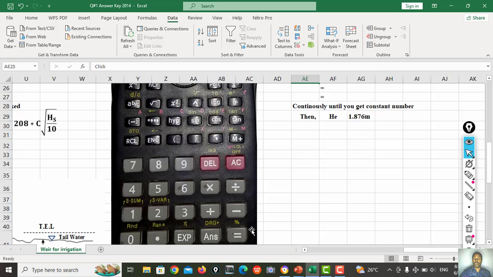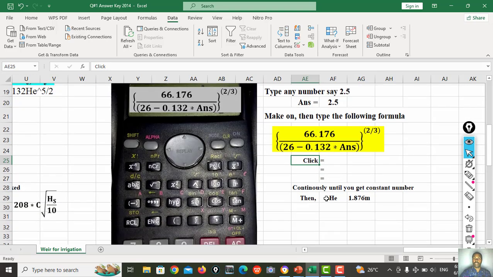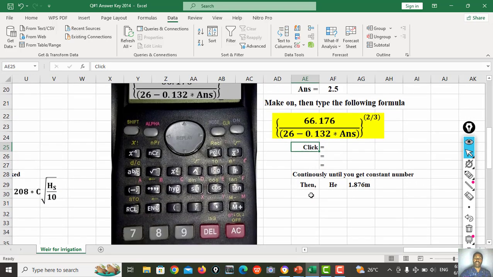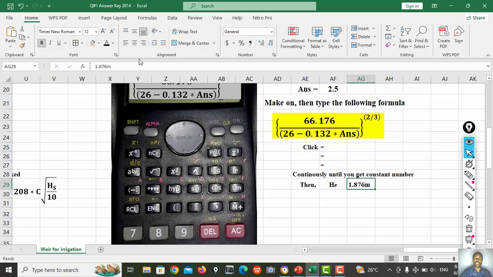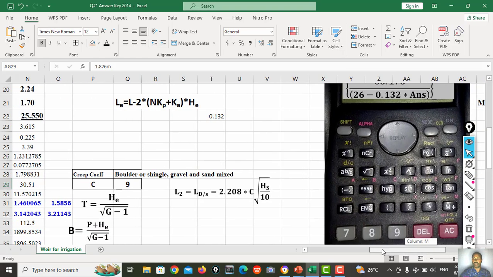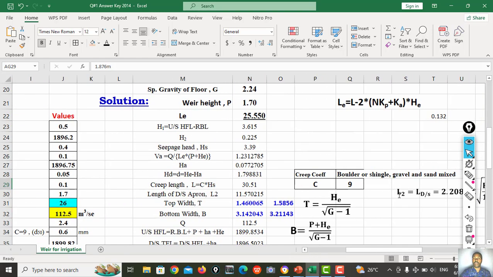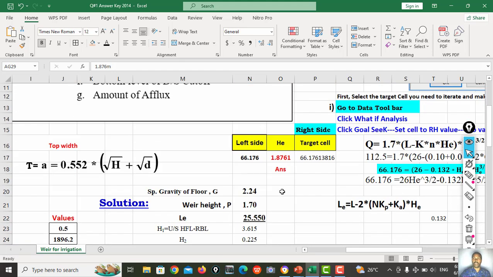Click equal continuously until you get a constant number. Then the constant number will be your result. So this is your solution, which is the effective head. Either the calculator or goal seek you can follow.